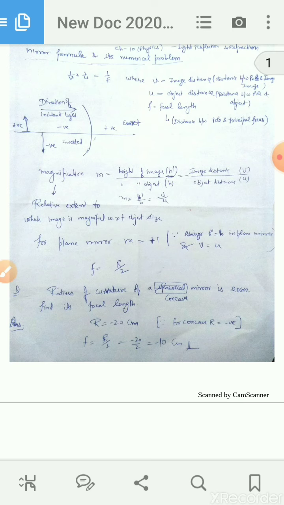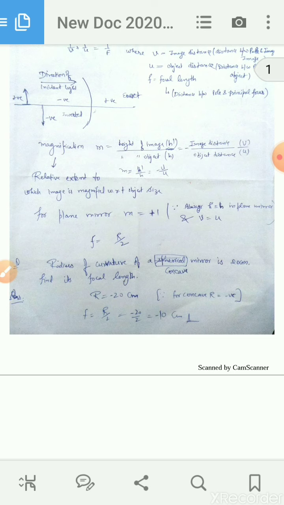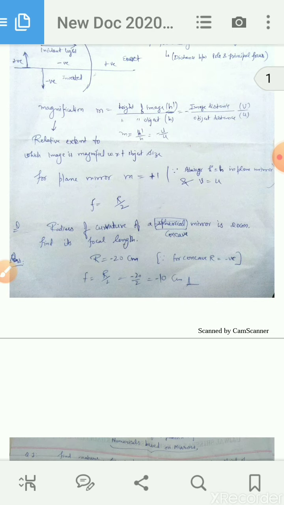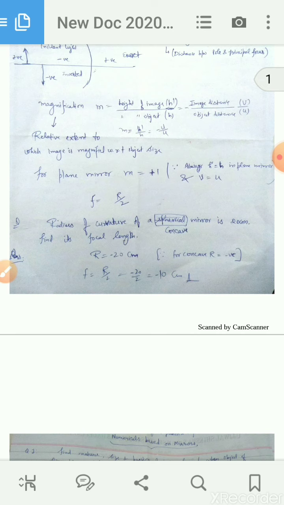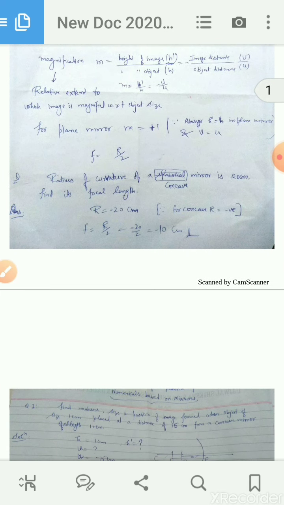We can also find magnification by the formula m = height of image to the height of object, which is also equal to negative of image distance to object distance. It is defined as the relative extent to which an image is magnified with respect to the object. For the plane mirror, its value is always equal to +1, because in a plane mirror the image height is always equal to the object height and the image distance is always equal to the object distance.